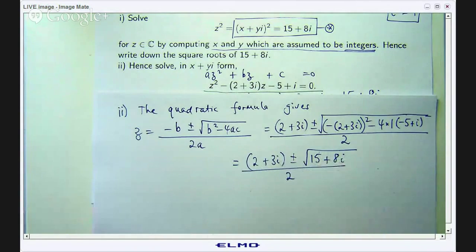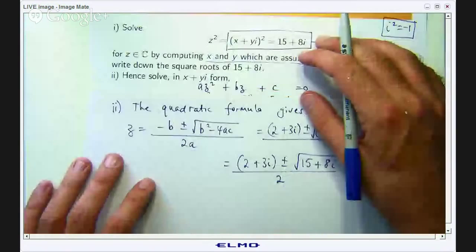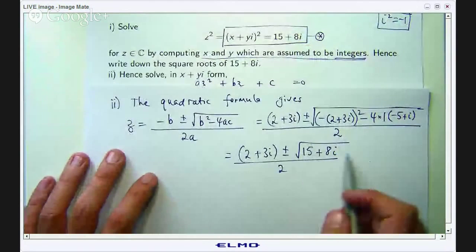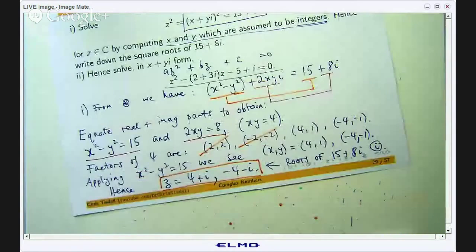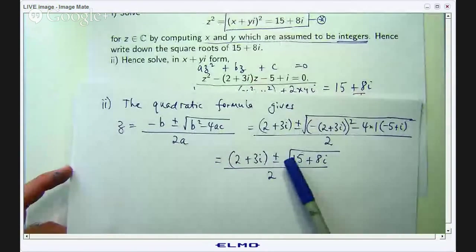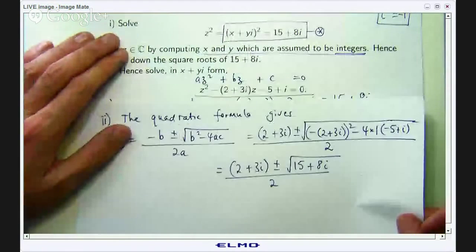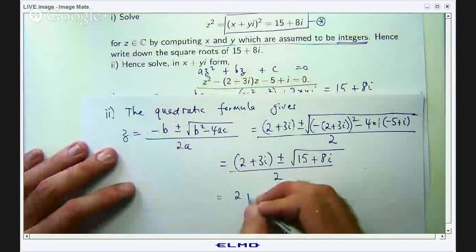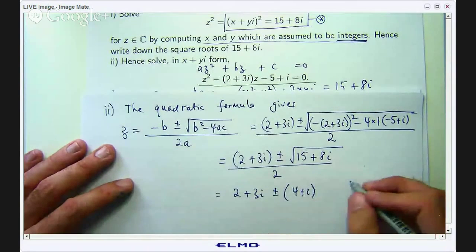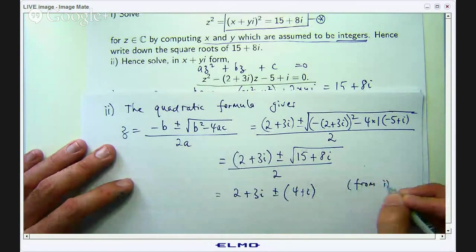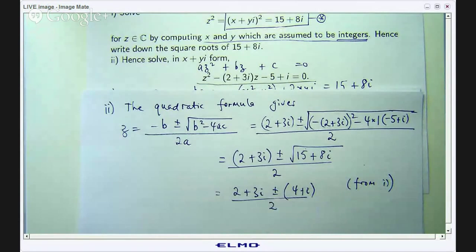Okay, so now because we've computed the square roots of 15 plus 8i in part 1, I can actually write an expression down for this. We got them to be this and this. I've already got the plus or minus there, so I'm going to replace the square root with just say 4 plus i. So that's from part 1. And I get this. Now all I've got to do is simplify.